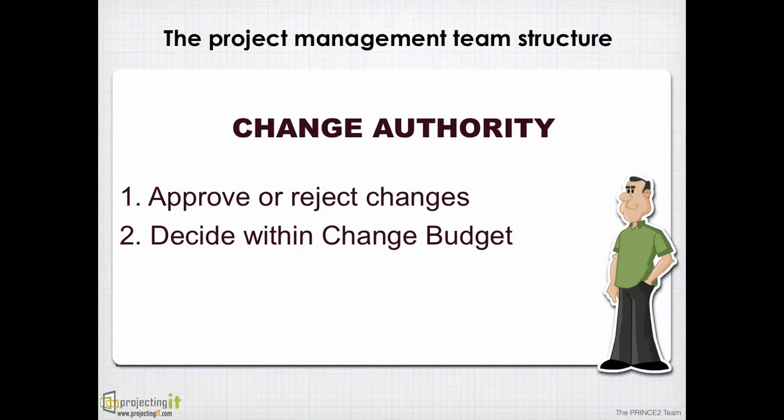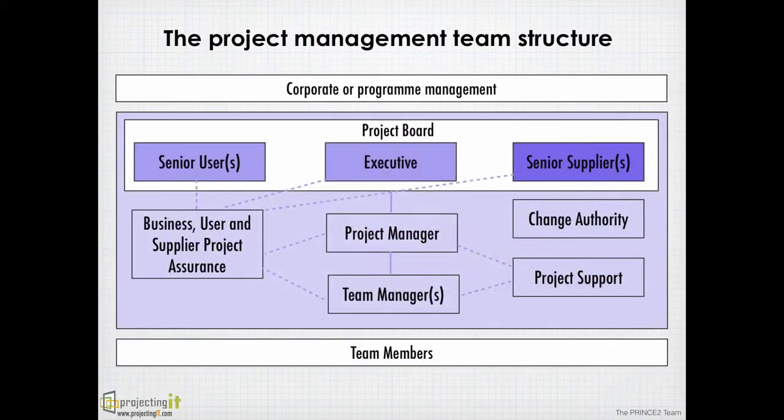For example, on a CRM project, I have a change budget of, let's say, £2,000. So as long as the new changes requested can be done within that budget, the change authority can take up that decision and approve or reject changes. And that's the PRINCE2 project management team.